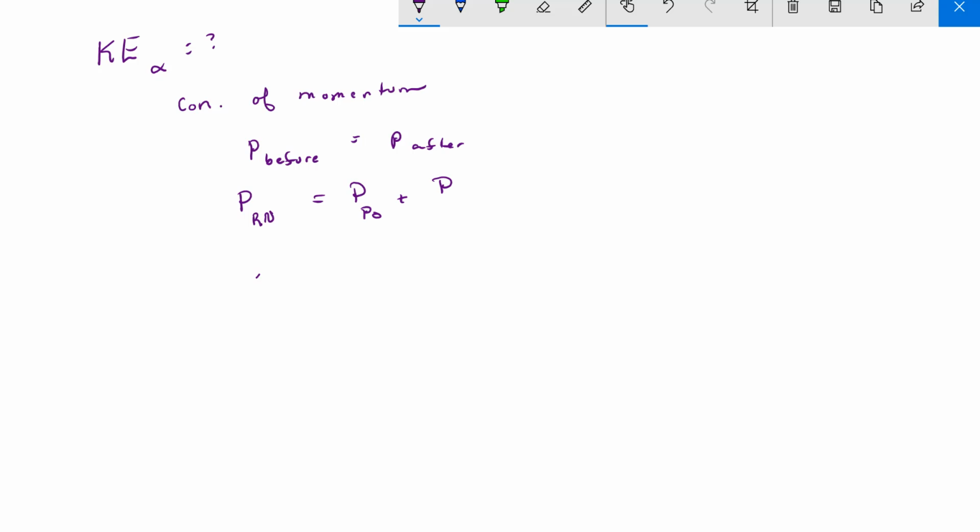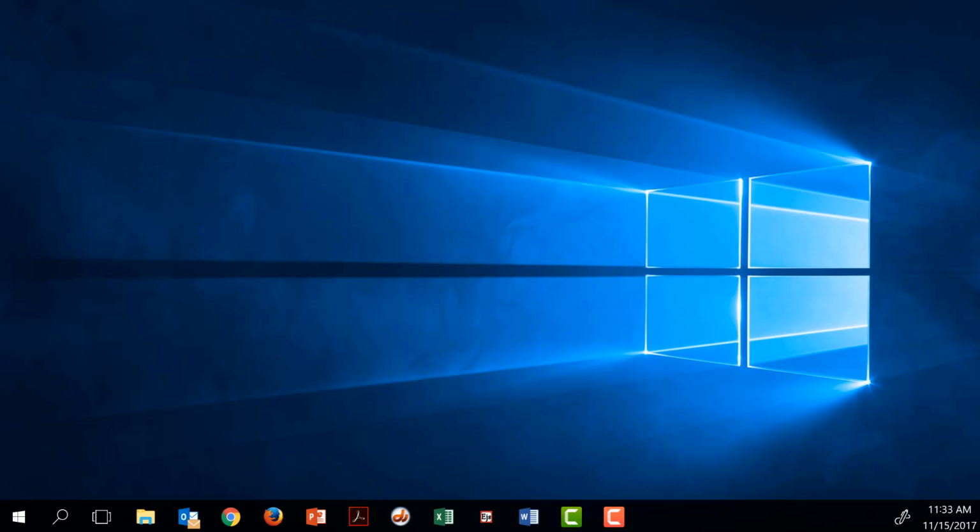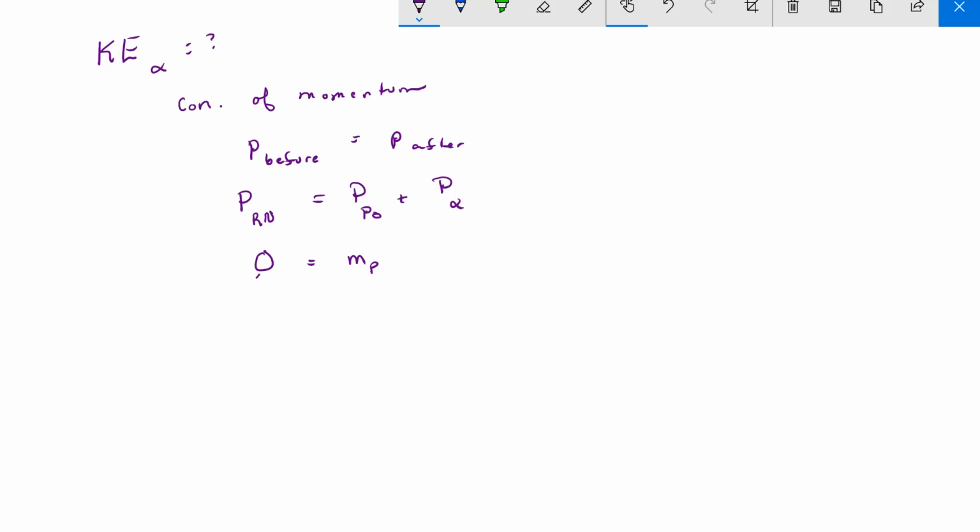at the end. But the radon was sitting still at the beginning. So the original momentum of the radon is 0, mass times velocity, and that's equal to the mass of the Po times the velocity of the Po plus the mass of the alpha particle times the velocity of the alpha particle.